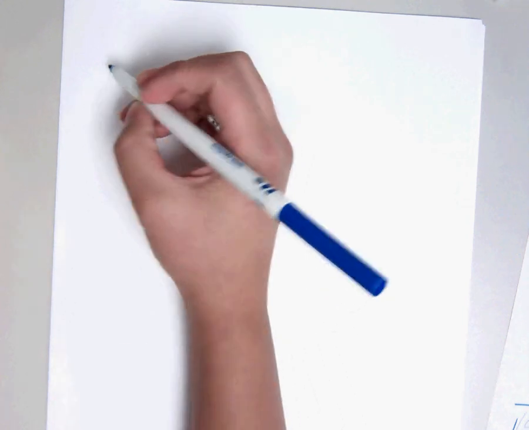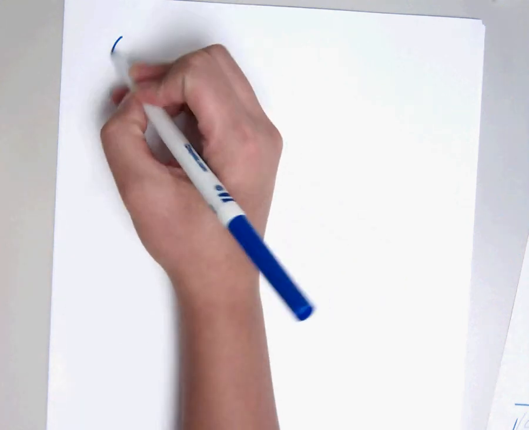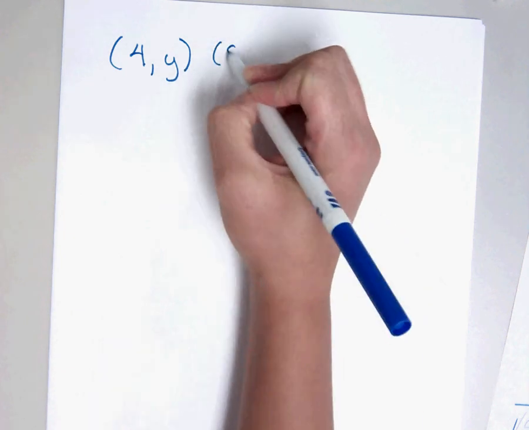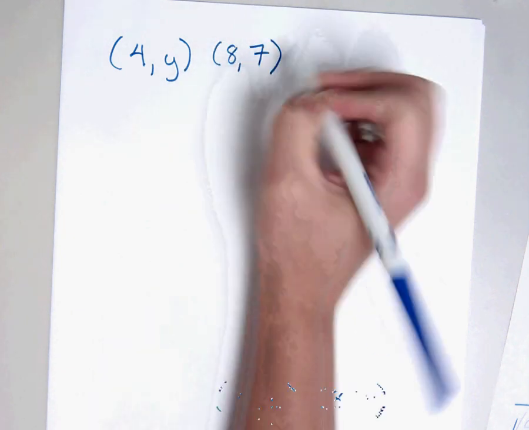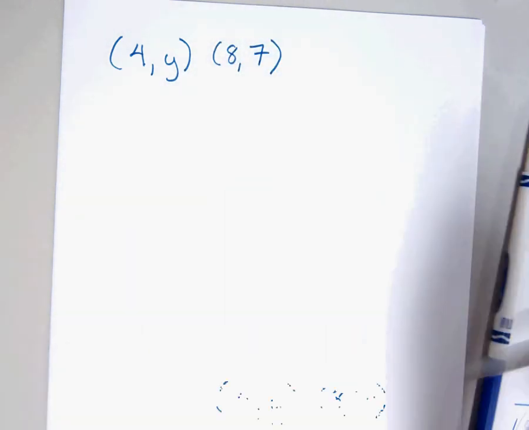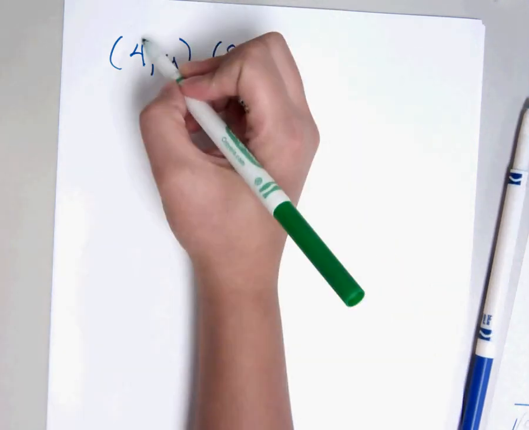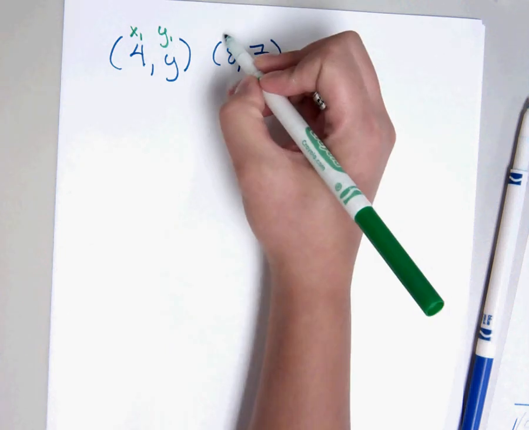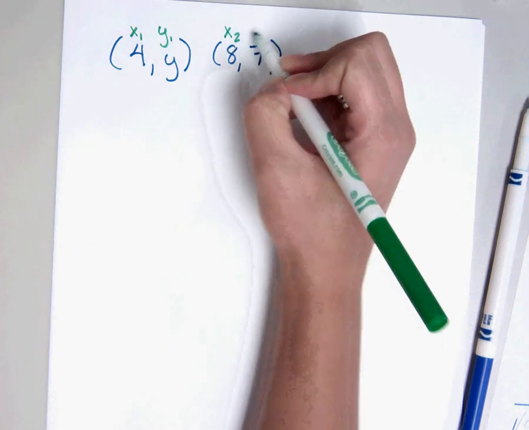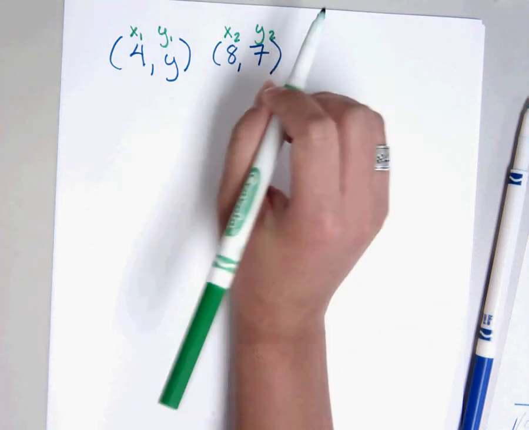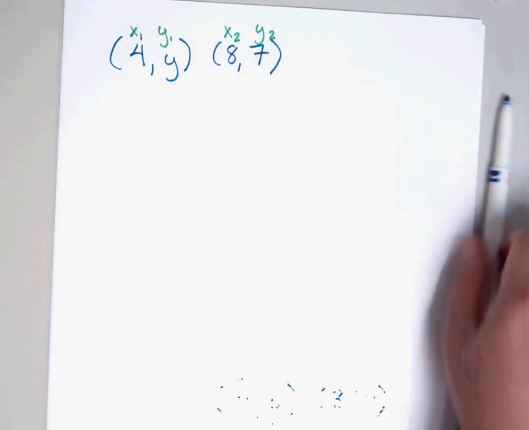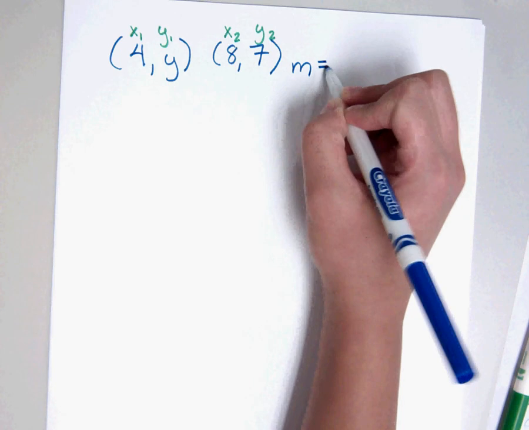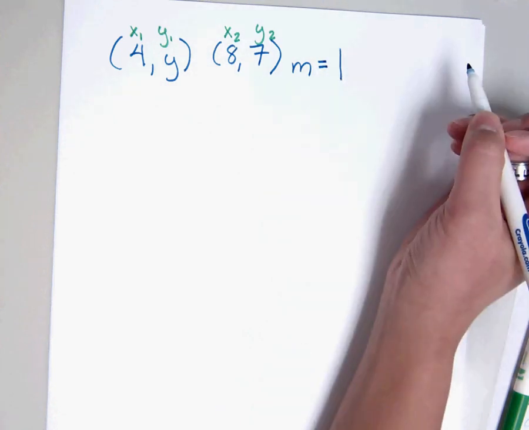Okay, so let's look at the second example. 4, y, 8, and 7. Just like Ms. Pierce is doing, I want to label these so I can keep track: x1, y1, x2, and y2. Good? Alright, there's an important piece of information. We need to know that the slope is equal to 1 in this case.